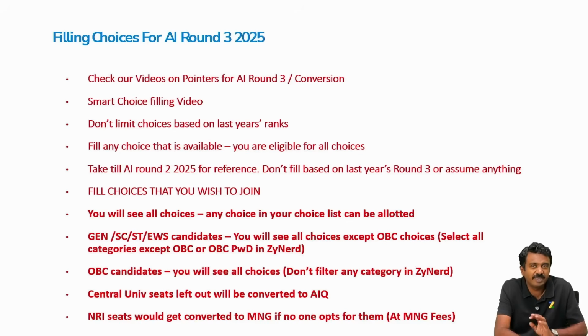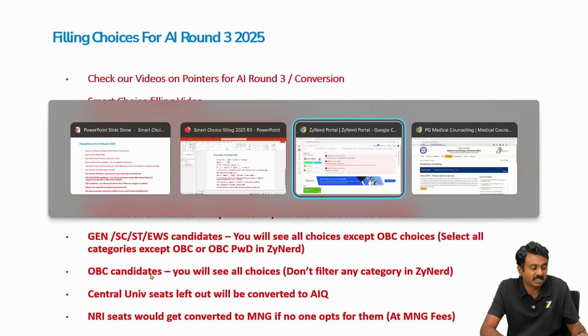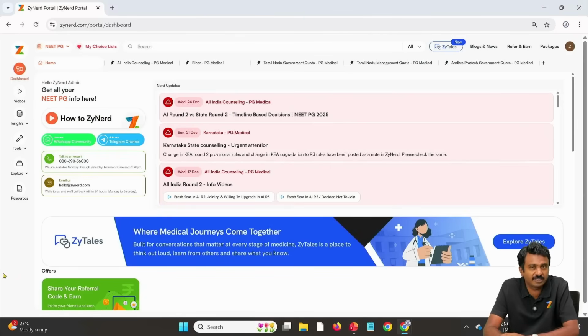So be very clear. Just because a seat is not in the seat matrix under your category or your quota, it does not mean you will not get allotted. Some other ranker, who is lower, might get allotted in case you don't fill those choices and they get converted. Now that is pretty much it. With this, we will go into how to look at the entire smart choice filling part.